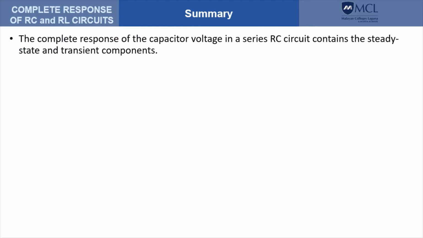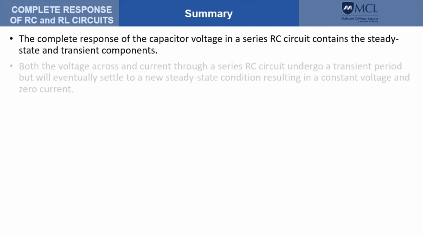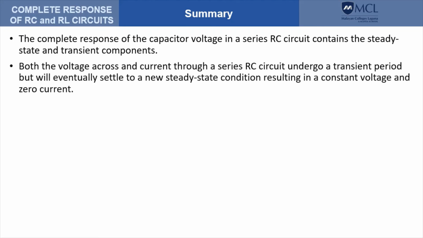So in this video, we just showed the derivation of the complete responses of series RC and RL circuits. For the series RC, we solved for the complete response of the voltage across it, and we noticed that it has two components, the transient component and the steady state component. Both the voltage and the current of the capacitor undergo a transient period, but will eventually settle to a new steady state condition that will result in a constant voltage and a zero current.